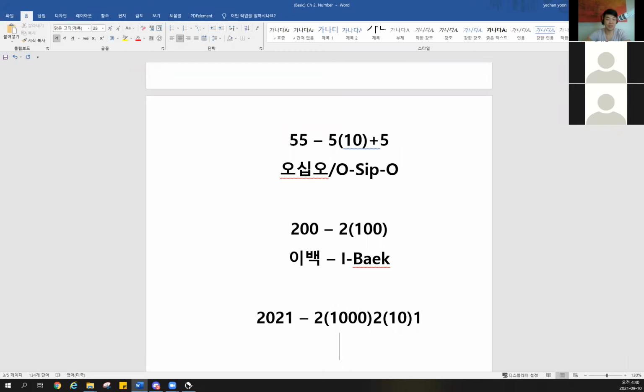So let's go step by step. Then how can you say it? 2 is what? E. And then what's that? 1000 position, 1000. And the next number is what? 2, so it's going to be E again. And then which position? 10th position, 10. And then lastly, the number is going to be what? 1. So that's all, everyone. 2021.